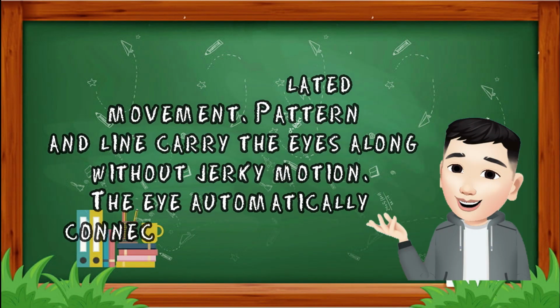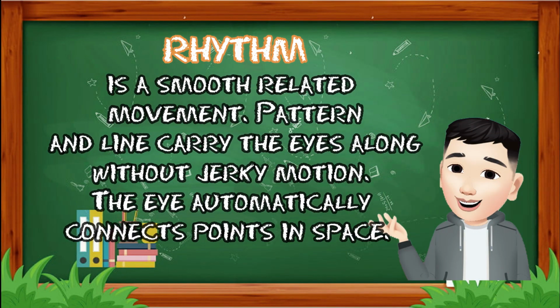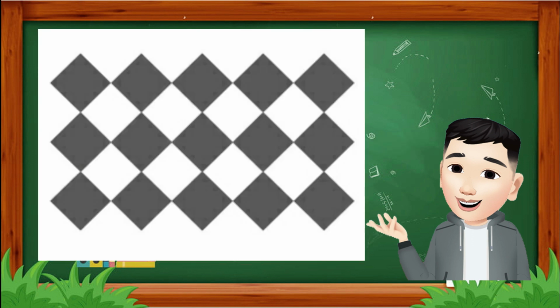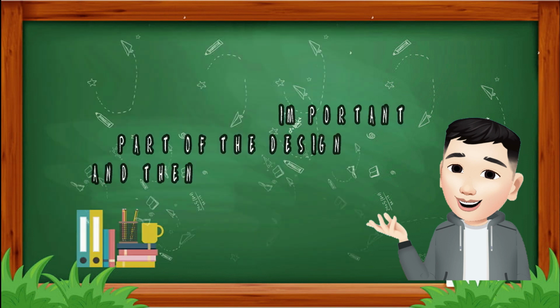Next is rhythm. It is a smooth related movement. Pattern and line carry the eyes along without jerky motion. The eye automatically connects points in space. So this is an example of rhythm.